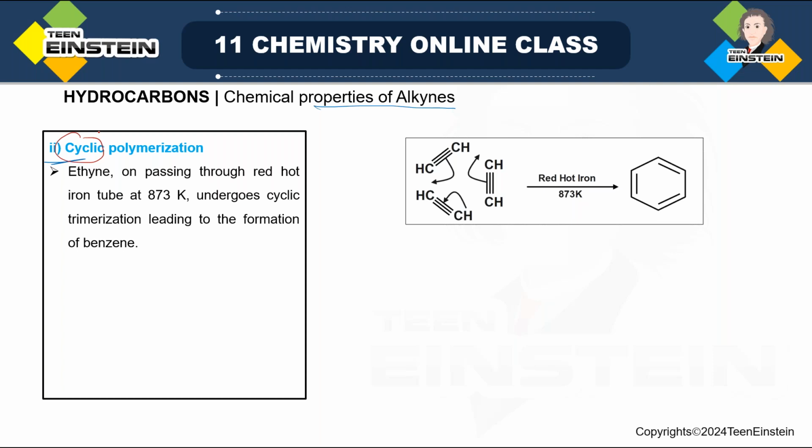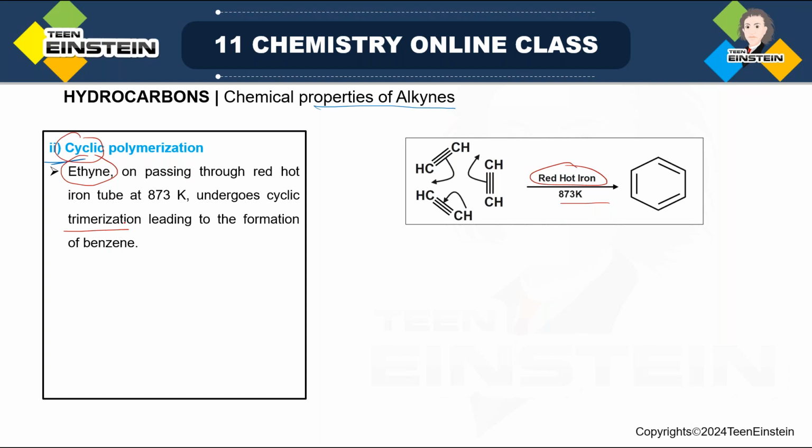So cyclic polymerization, there will be formation of ring type of structure, and on passing through red hot iron tube, when we are passing ethyne through red hot iron tube, so that is the only reagent we are using here. Look at the temperature, this is very, very high. It undergoes cyclic trimerization, leading to the formation of benzene. So it is trimerization because total 3 molecules are coupled together and we are getting a benzene structure. So that is why it is cyclic polymerization.